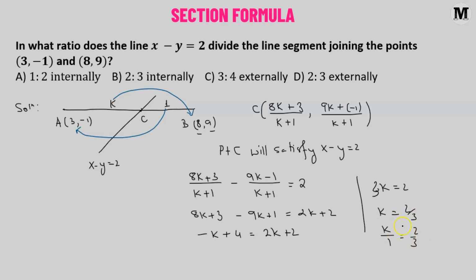Now, since we are getting a positive value for k, we'll say that the line is dividing the line segment AB in the ratio 2 is to 3, and it is doing it internally. So option B is the correct answer.